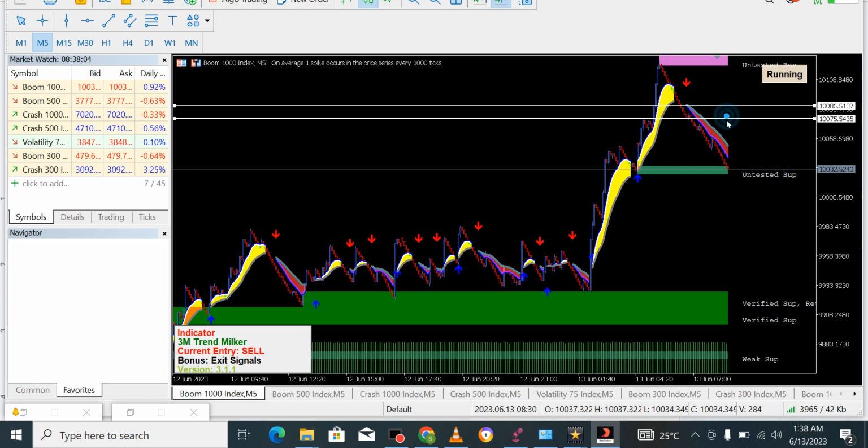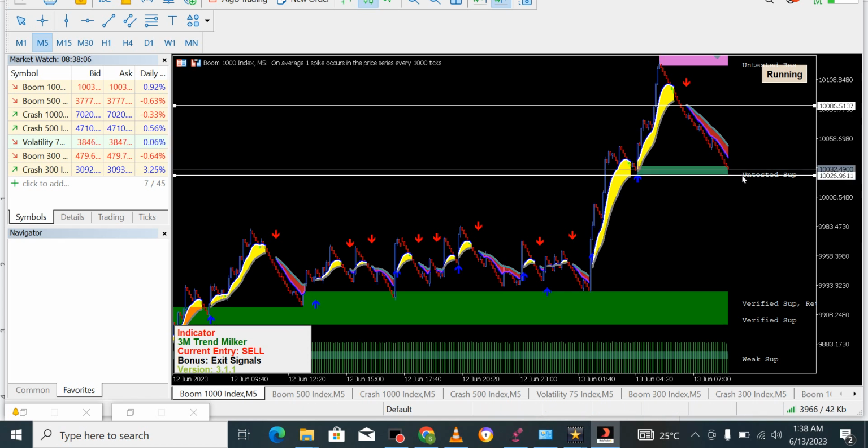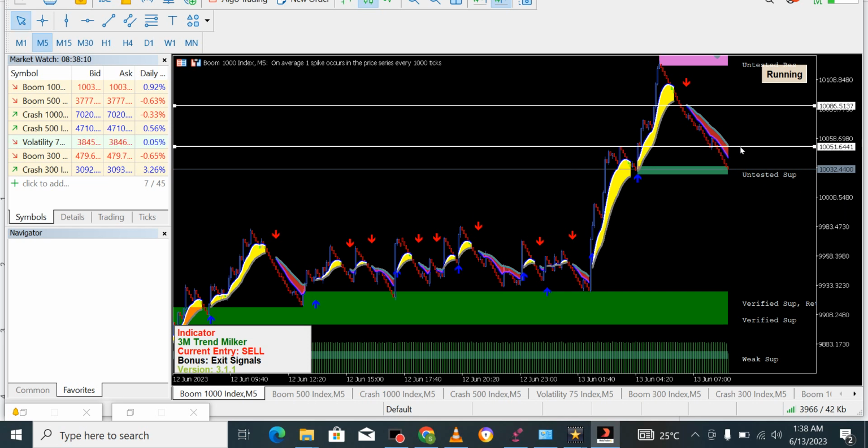And of course, if you want to trade spikes, you can set your pending order to this. Do not set your pending order somewhere here, above the current price action, and expect it to trade spikes.